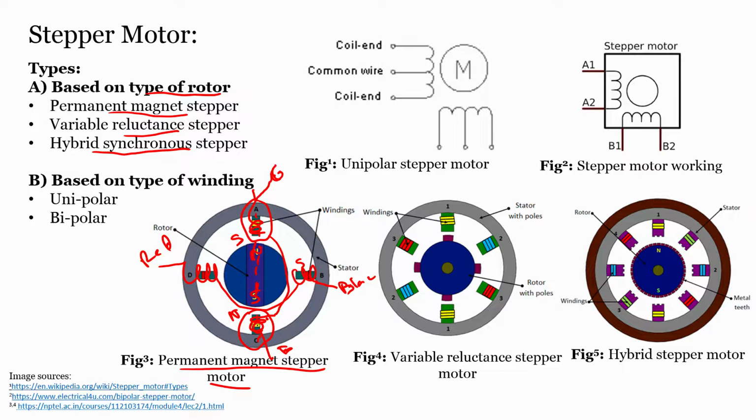So if I change the polarity here, the motor shaft which was here will go here, then will go here. So it can rotate a complete circle by means of 4 steps. So this is how a permanent magnet stepper motor works.